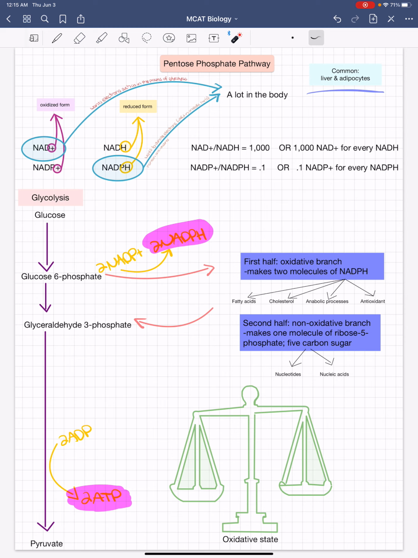The pathway is regulated by the levels of NADPH. High levels of NADPH inhibit the first step from occurring in the oxidative branch, but doesn't completely stop this pathway since NADPH is still needed inside the cell to maintain its oxidative state.